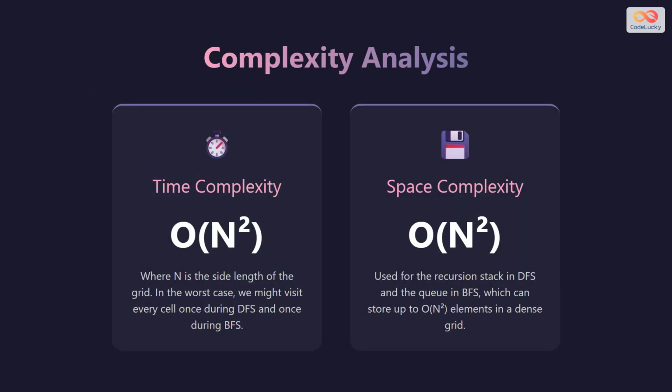Let's discuss efficiency. The time complexity is big O of n squared, where n is the dimension of the grid. In the worst case, we process every cell once during the initial DFS and once during the BFS. The space complexity is also big O of n squared to handle the recursion stack and the queue storage.